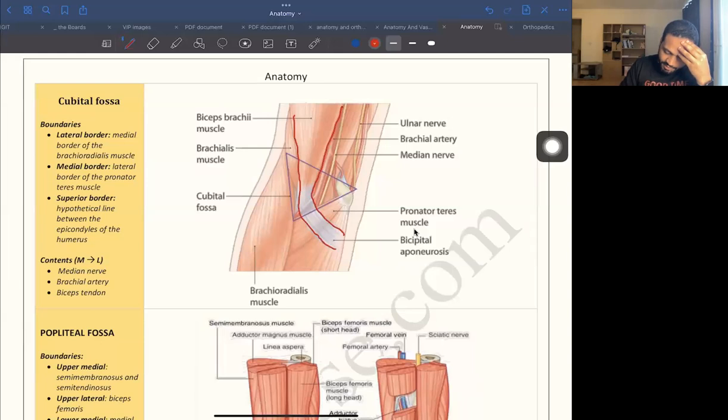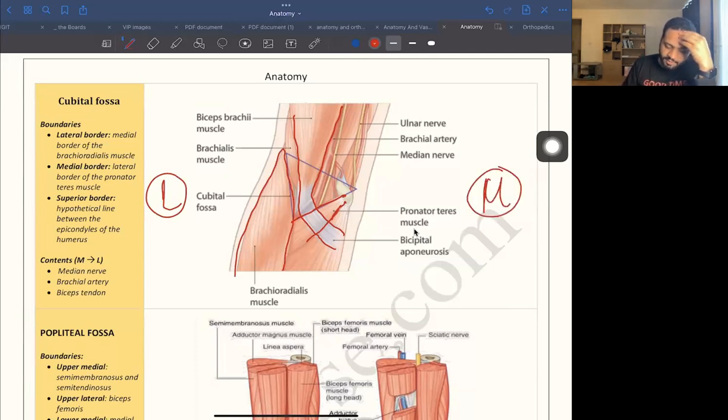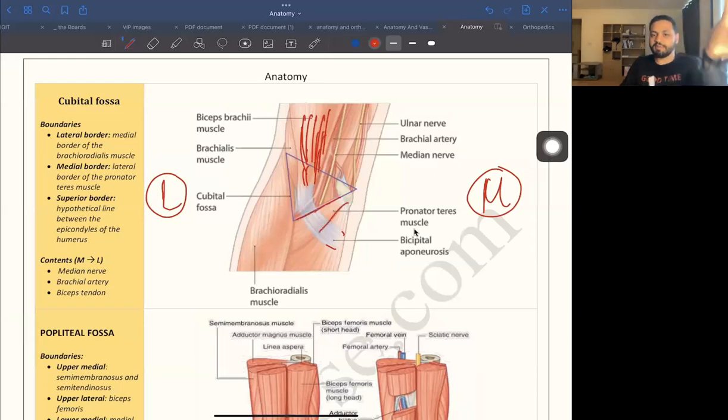down here you have a muscle called pronator teres. It comes from the common flexor origin, and on the other side you have a muscle called brachioradialis, which is lateral. So obviously this is lateral and this is medial, right? Again, number one, this is the biceps, which ends with the bicipital aponeurosis. And here you have the pronator teres muscle, which comes from the common flexor origin, just right there on the medial side of the elbow.